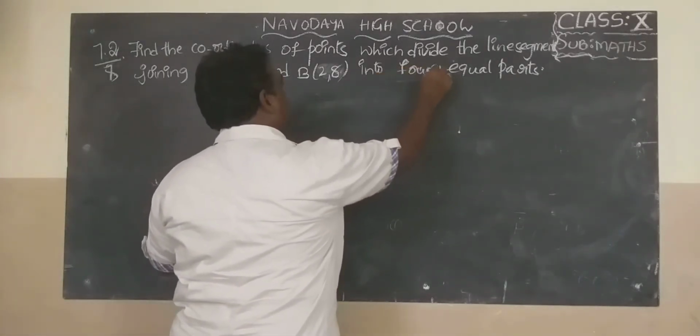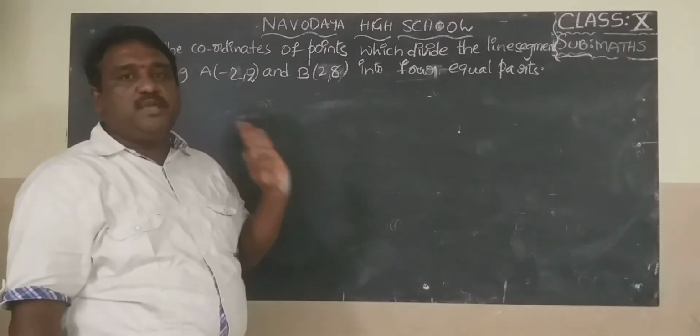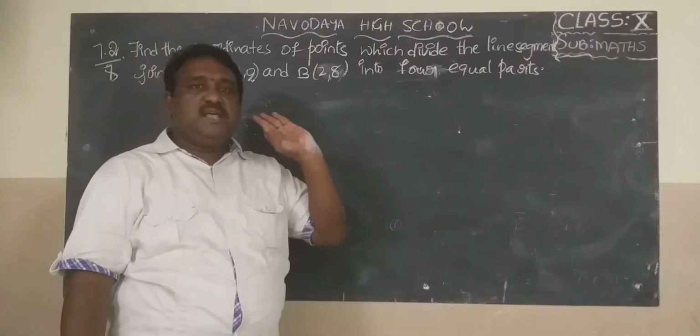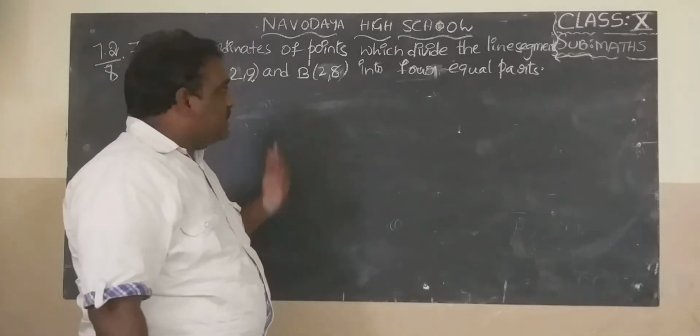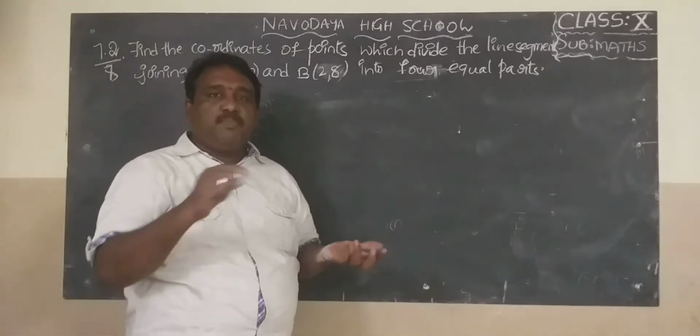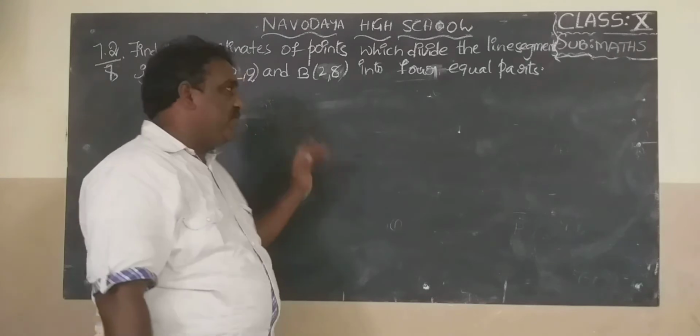Here also two models are there. First model, by using the midpoint formula. Second model, by using the ratio formula. Already for the 7th one I applied the midpoint formula. Same model. Here I want to apply the ratio formula.